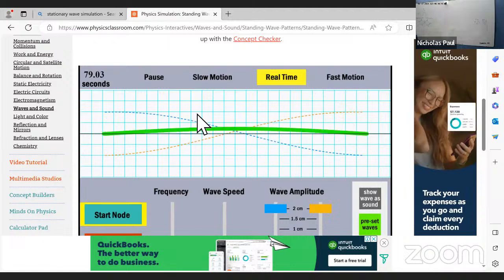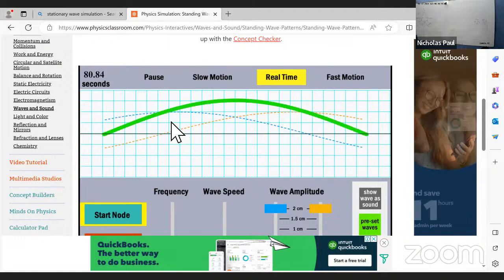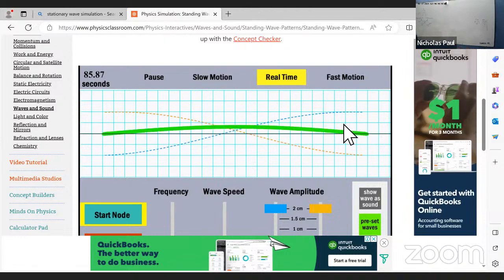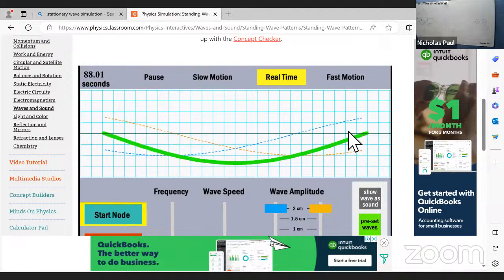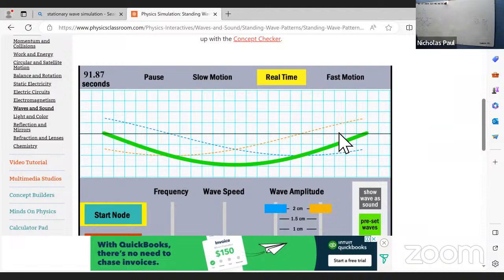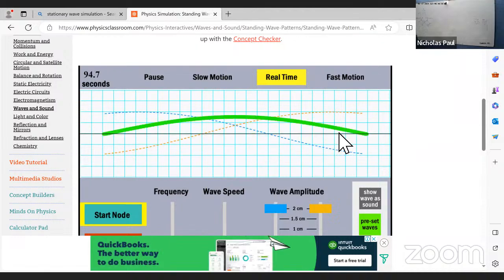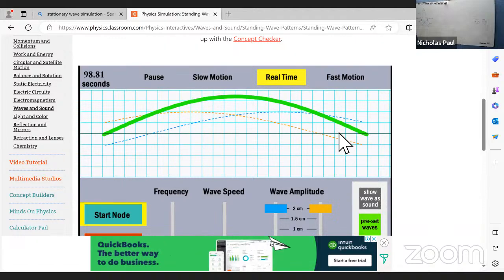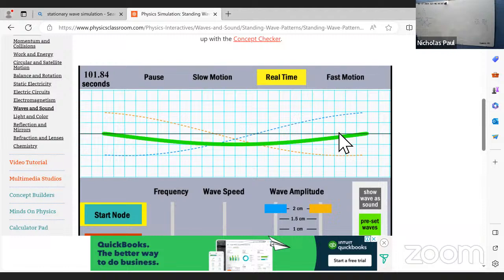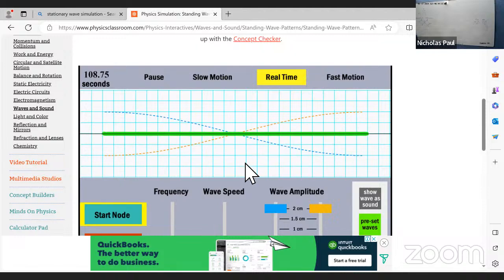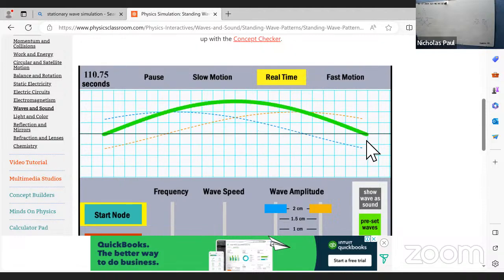So let's also adjust it. You're seeing the nodes. We have a node here, and we have a node on the next side. So that's the first stationary wave that you could possibly observe there. But I want you to pay attention and recognize that on both ends we have nodes. We have a node here and a node here.